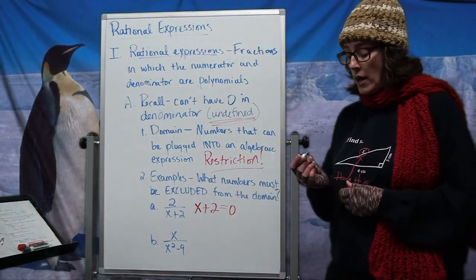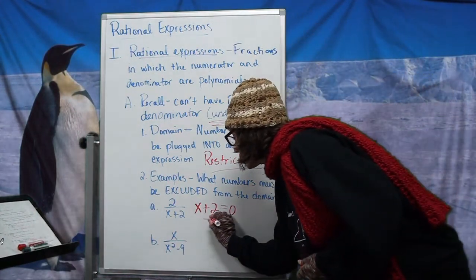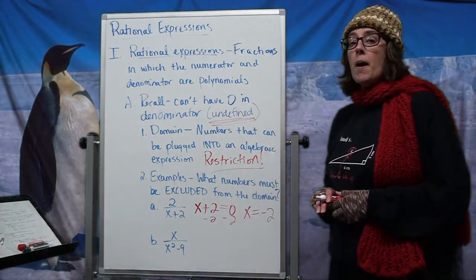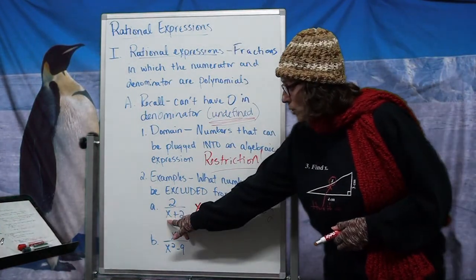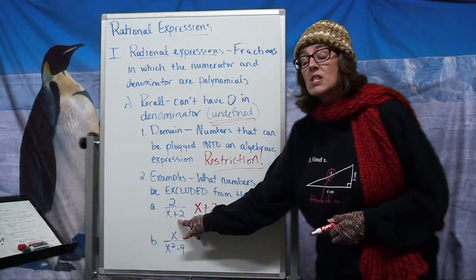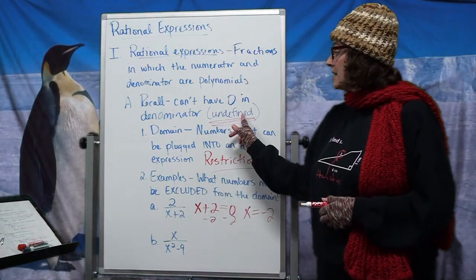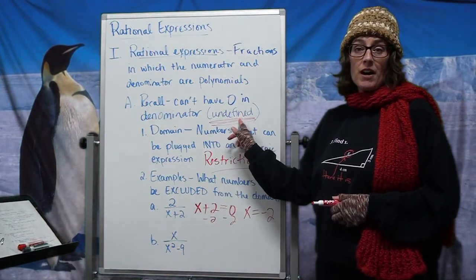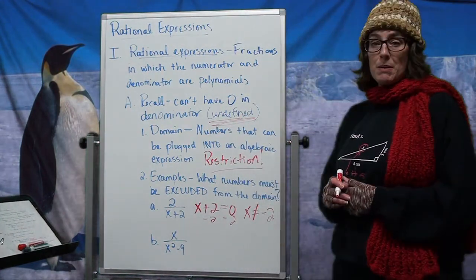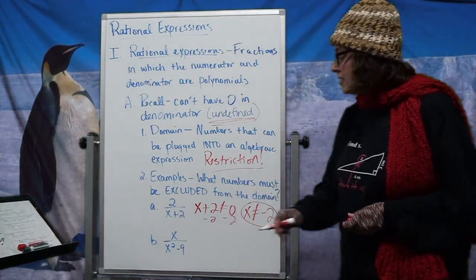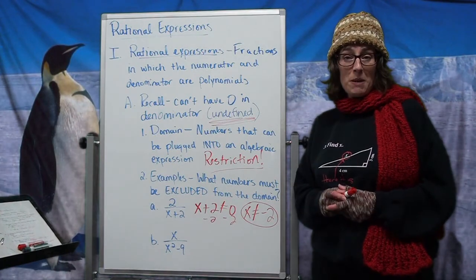And I'll solve that equation. To solve this equation, I'm going to subtract 2 from both sides, and when I do, I get x equals -2. But when I take that -2 and put it right here, -2 plus 2 suddenly causes that denominator to be 0, and when that happens, my rational expression is undefined. So I don't want x to be -2. I don't want this to happen. So -2 is the number that needs to be excluded from the domain.